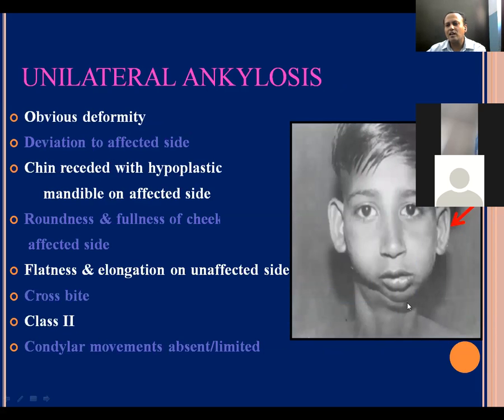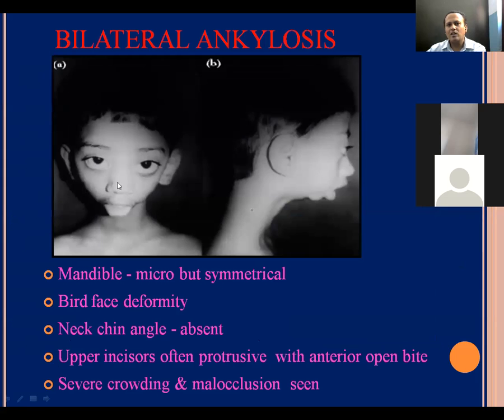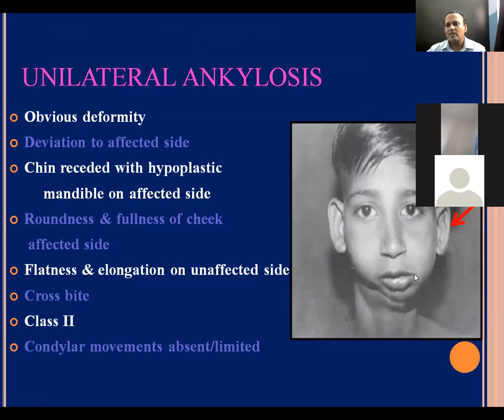See, this is the unilateral ankylosis. Bilateral ankylosis: the face is bilaterally similar, symmetrical, with exposed sclera, severe malocclusions, no chin-throat angle, a bird face appearance. Whereas in unilateral, actually this side is ankylosed. So this side is elongated, which means growth has occurred here, but it gives a false impression that this is affected. No, this is affected. We see a roundness on the affected side, and elongation or flatness on the unaffected side.